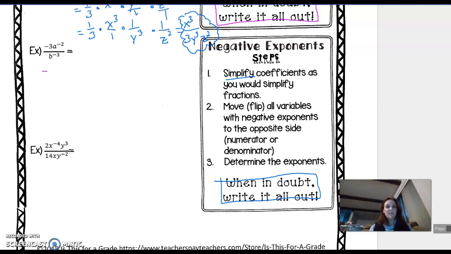So this is -3. Don't do anything with a -3. There's nothing to do. There's no other variables or numbers or anything. Now, notice it says flip all variables with negative exponents to the opposite side.